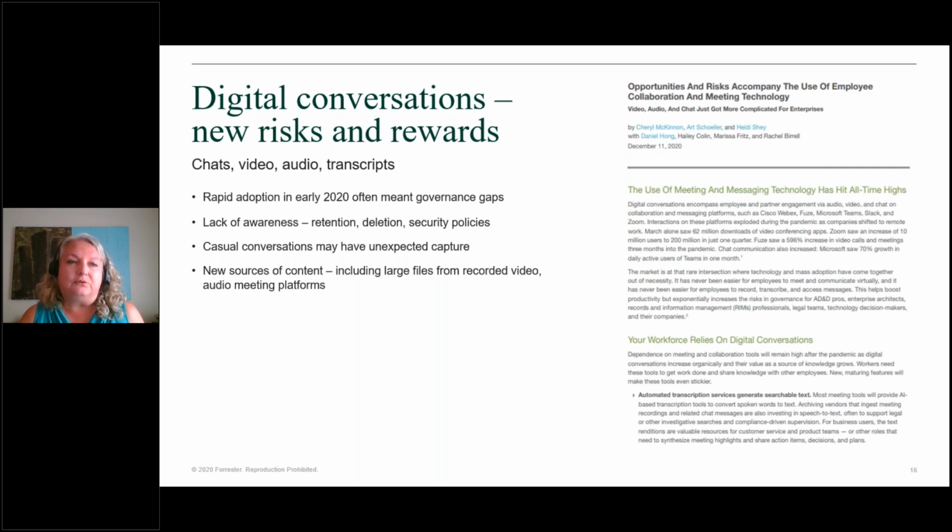of digital meeting tools. All of these digital conversations could be chats in terms of text messaging, threaded conversations, but there's also the video, the audio, and the transcripts that may be coming out of those digital conversations. So we spent those early months of 2020 quickly adopting these tools, sometimes ahead of the scheduled roadmap, but then the latter part of 2020 catching up on the governance issues.